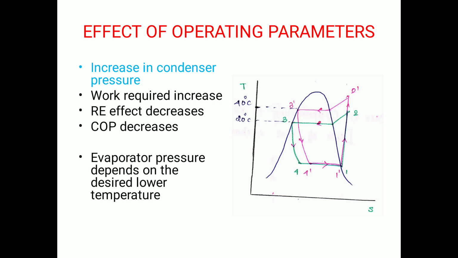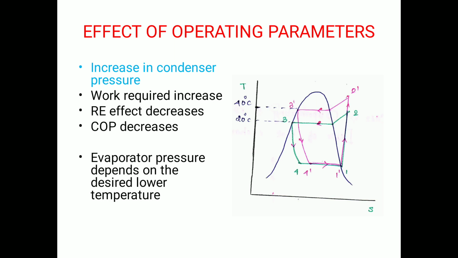Let's go to the next topic, the effect of operating parameters. This is the important thing you have to understand in the vapor compression refrigeration cycle: how the operating parameters affect all other things, that is the COP, the refrigeration effect, and how much work input is needed. The first one is an increase in condenser pressure.